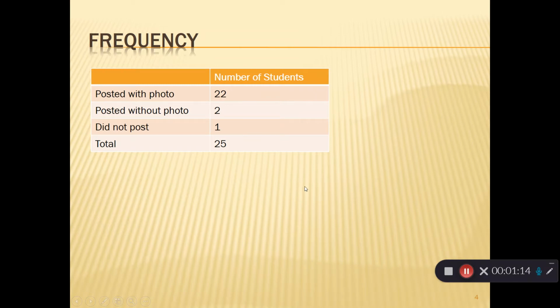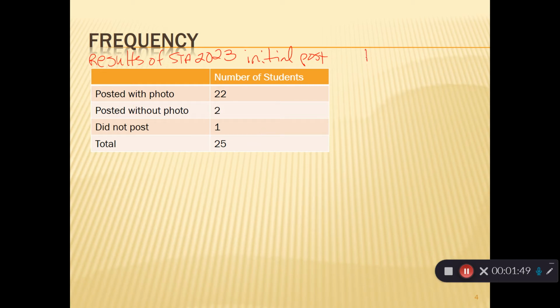So I might label a title for this frequency table, something like results of STA 2023 initial posts. And then I might include something like the year in the title to really give information to my reader so that they can look simply at the table and know exactly what it is I'm talking about. I have the categories listed on the left and the number of students on the right.